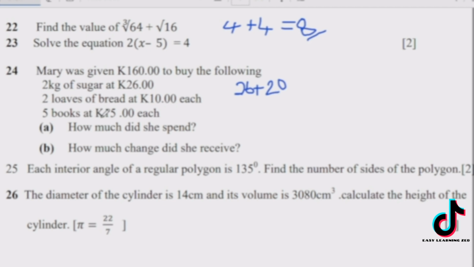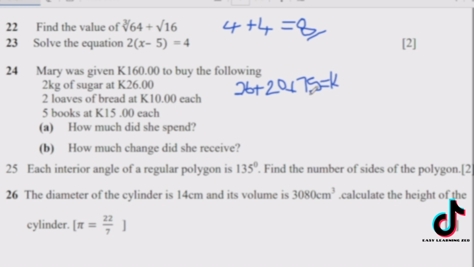Then 5 books at 15 kwacha each. Now, since she bought 5 books and each book at the price of 15 kwacha, she paid 15 times 5, which is 75 kwacha. So we say plus 75 kwacha. Never mind about the kwacha sign. We are going to include the kwacha sign in the final answer. So we even put the kwacha sign in advance.